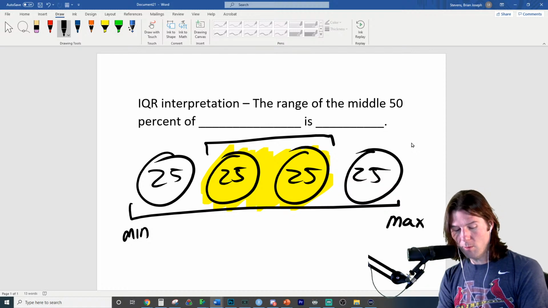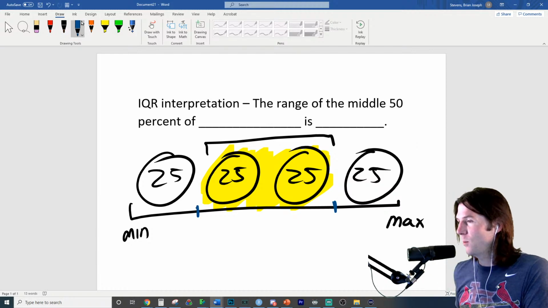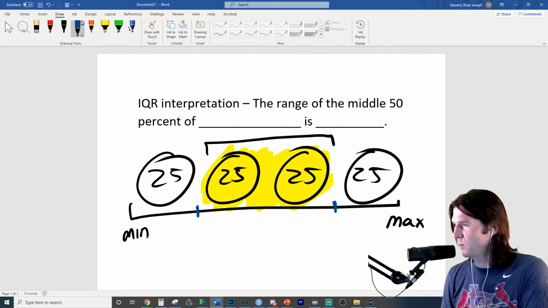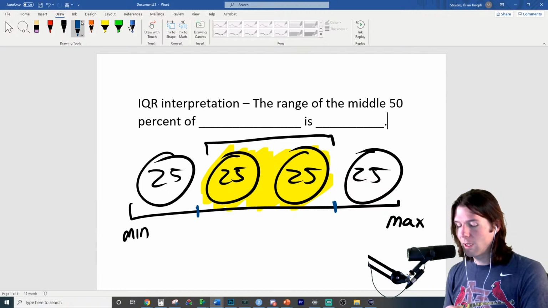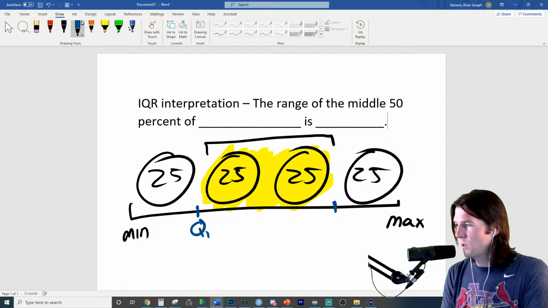So I want you to come up with an idea right here, because if we do max minus min, what would you call this blue point right here? And what would you call the other blue point? Like, how much of the data do we have at the first blue point? We have 1/4. So let's call that Q1. And what would you call the other one then?